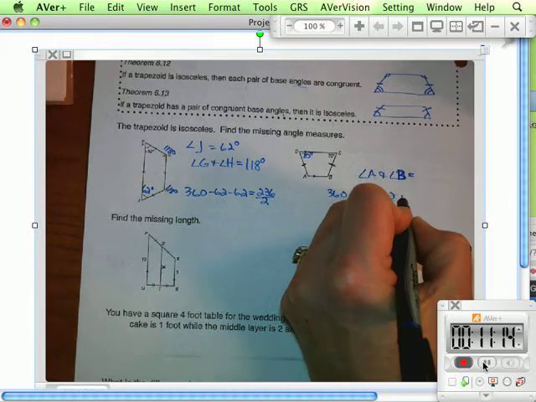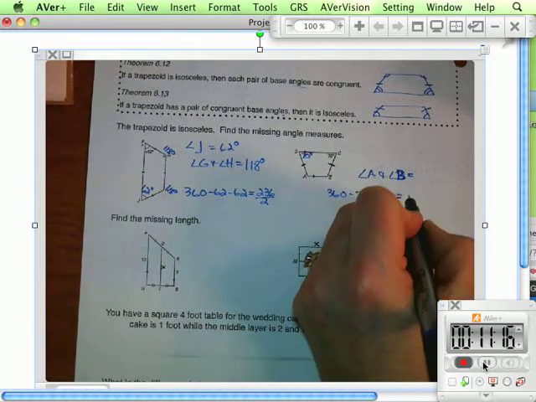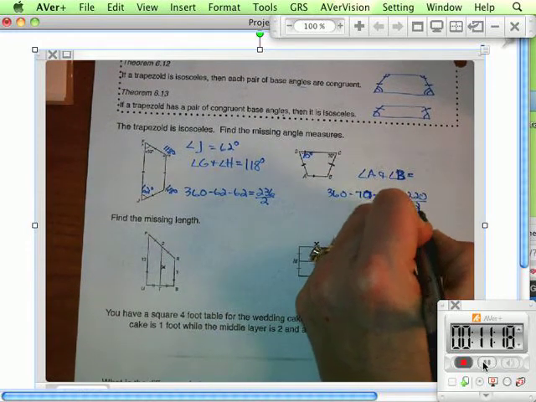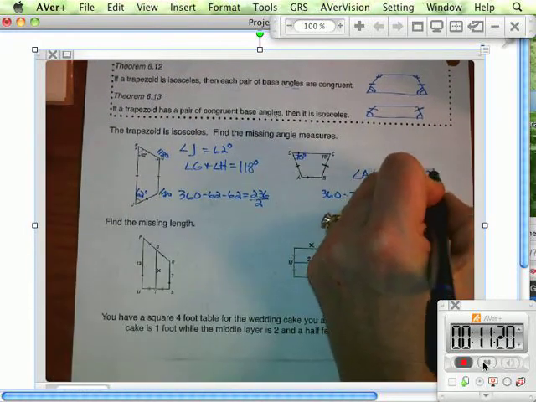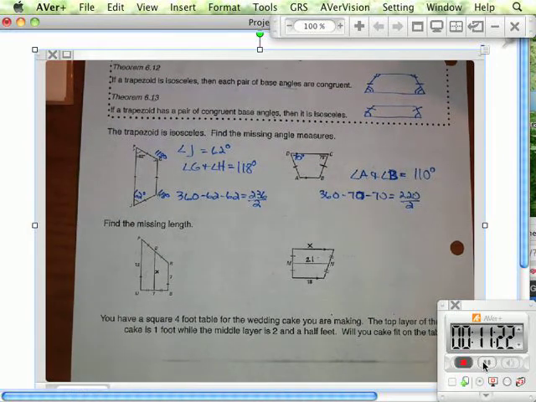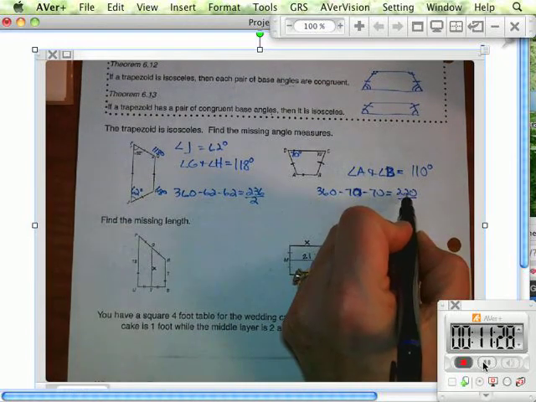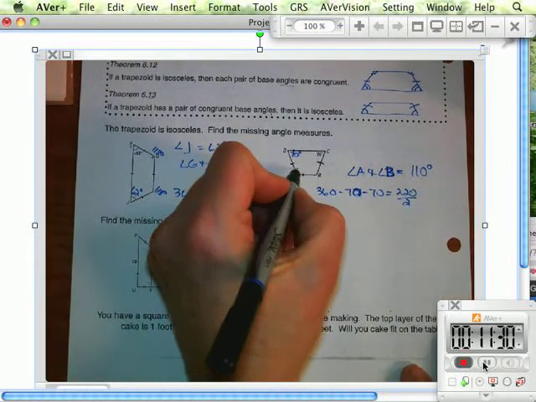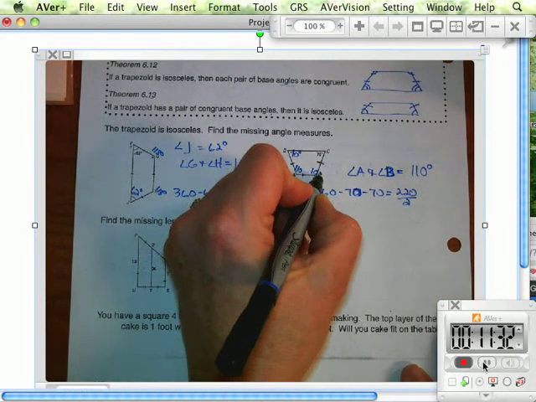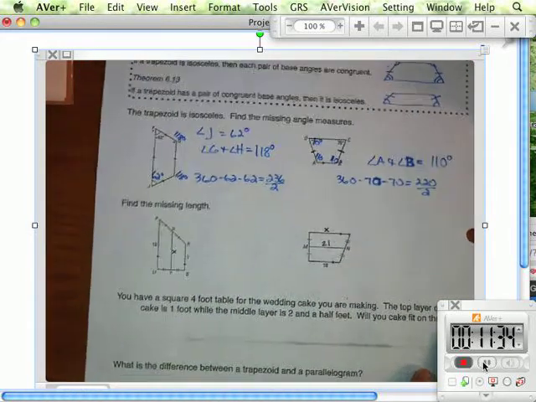I attached 6.4 to it. Did you do that? Yep. Okay. All right. Did you get 110? Yeah. Okay. Some people might have put 220. You got to remember, you got to cut it in half because it's this angle and this angle. Okay, 110. All right.